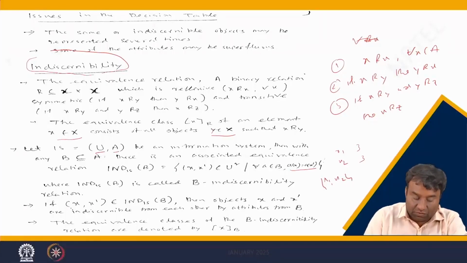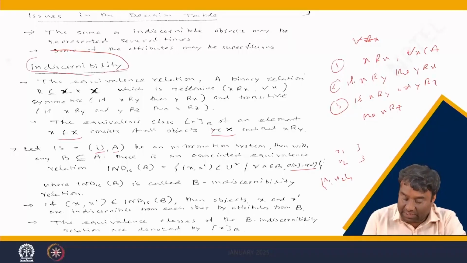If (x, x') belongs to IND(B), the objects x and x' are indiscernible from each other by attributes from B. So there is some attribute set B you can assume here. The equivalence classes of the B-indiscernibility relation are denoted as [x]_B. So you can write it is [x]_B.